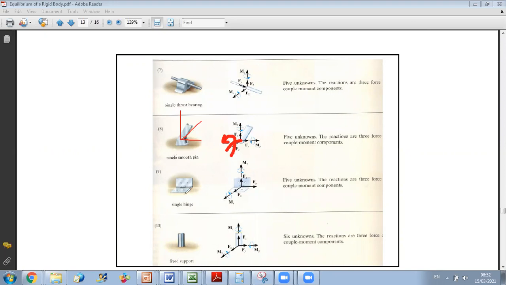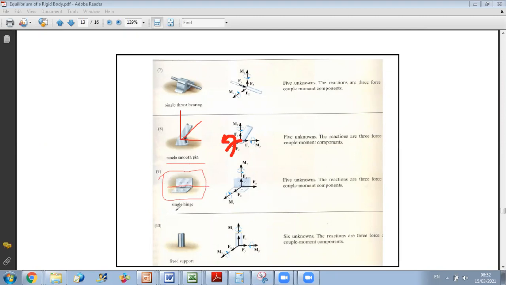Now, another type of connection is the single hinge. So a single hinge is like the connection used for doors. If you look at the corner of the door, you can see these types of connections. These connections will allow only rotation. Like smooth pins, they will allow rotation only about this axis, and they will prevent any translation and any rotation different than rotation about this axis.